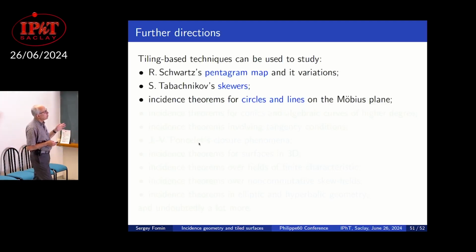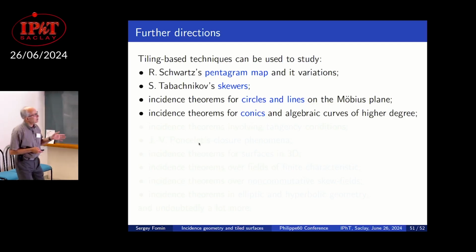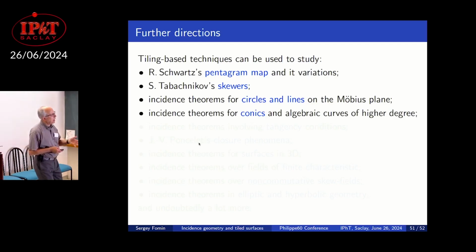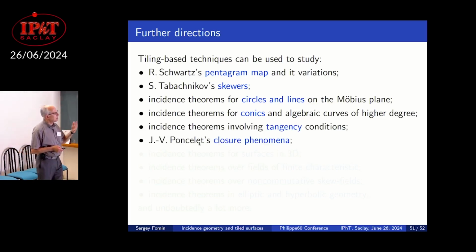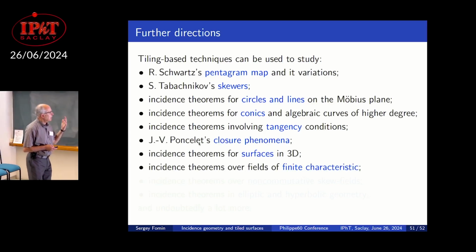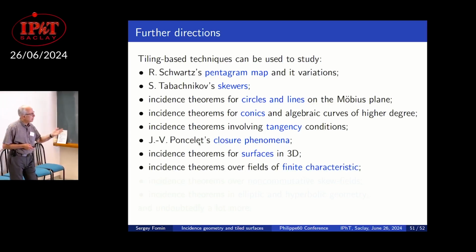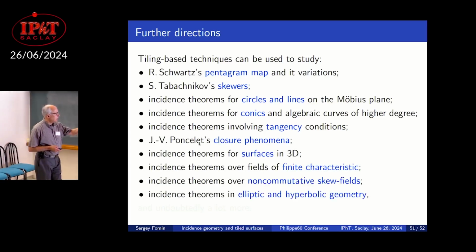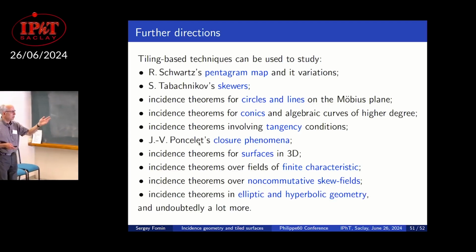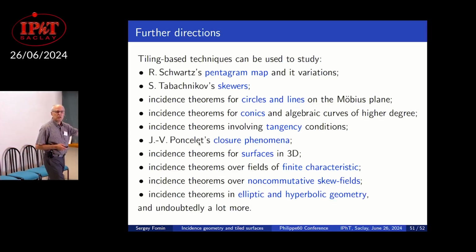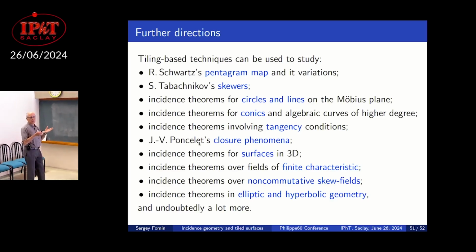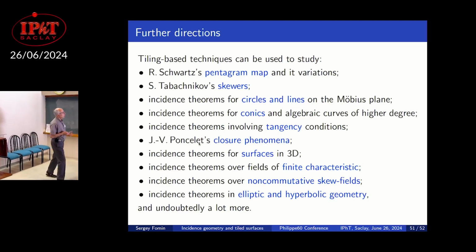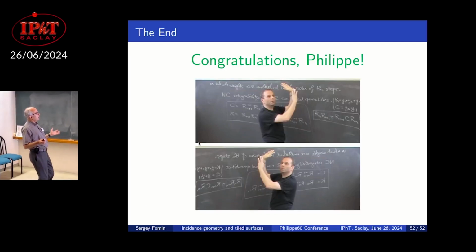And many other things, and of course these techniques can be used to study many other things. The pentagram maps, skewers of Tabachnikov, configurations of circles and lines in the Möbius plane, theorems for higher degree algebraic curves, theorems involving tangency conditions, closure phenomena, surfaces, fields of finite characteristic. I already mentioned non-commutative skew fields. You can extend it to elliptic and hyperbolic geometry, and so forth. This is just the start of a big program, which you can imagine will take years to complete, but it's clear that we have the seed of this idea. And that's it.